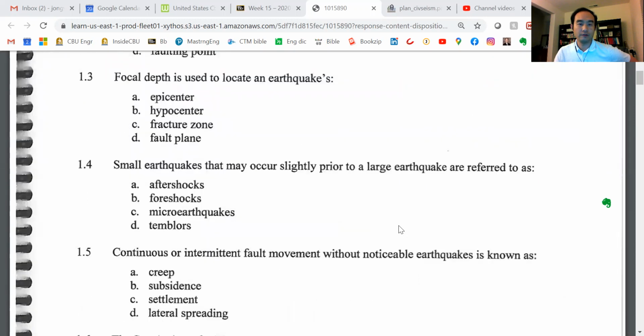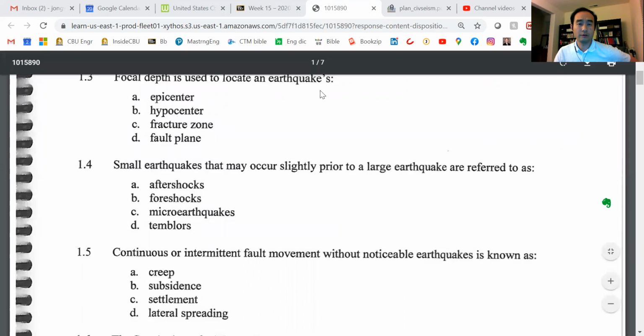Focal depth is used to locate an earthquake's what? Epicenter, hypocenter, fracture zone, or fault plane. What is the answer? It's going to be hypocenter. Focal depth is the distance from the epicenter to the hypocenter, right? So we can locate the hypocenter, which is the focus, the exact location of the earthquake measured from the Earth's surface. So the answer is going to be B.